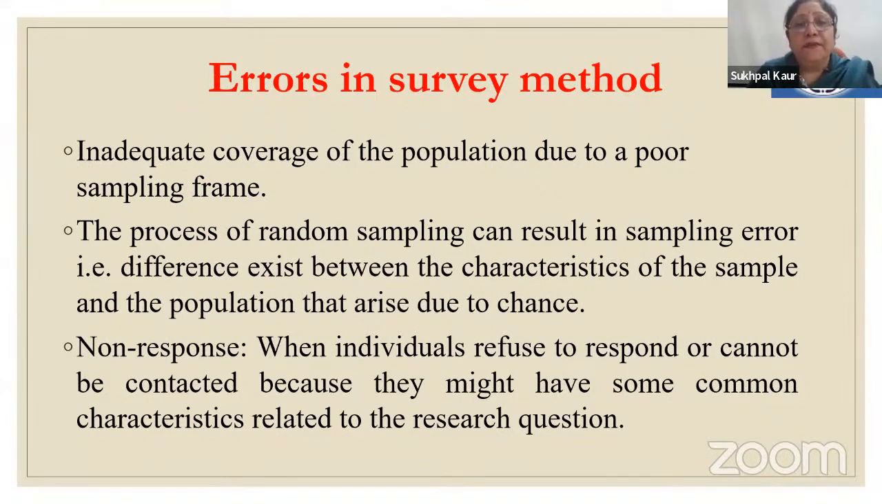However, there are certain survey errors in the survey methods, like there could be inadequate coverage of the population due to poor sampling frame. We need to have a good sampling frame if we want to go for, especially for all the types of descriptive research studies. The process of random sampling can result in sampling error. That is, differences could exist between the characteristics of the sample and the population that arise due to chance.